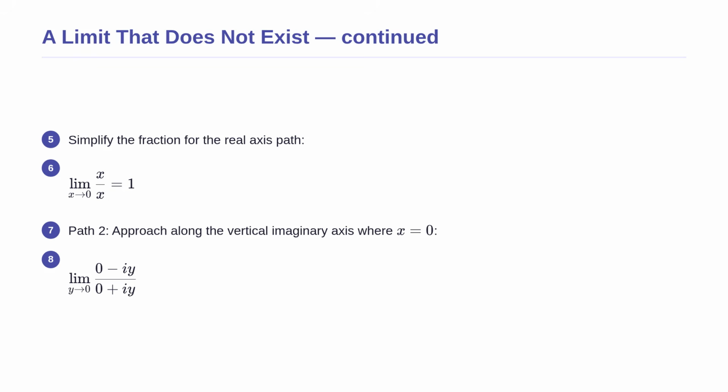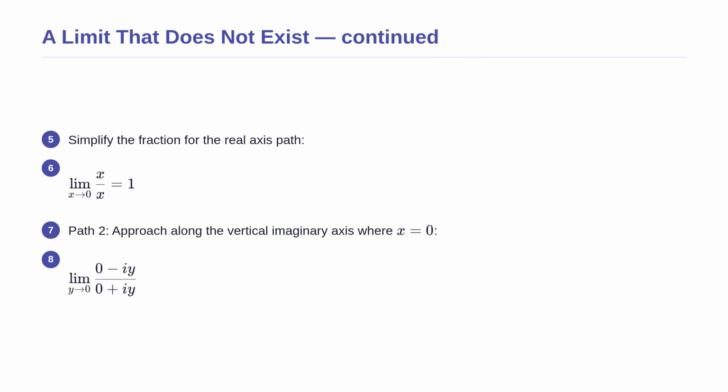Continuing with our first path along the real axis, by setting y to 0, the terms containing y disappear entirely. The fraction simplifies to x divided by x. As long as x is not exactly 0, any number divided by itself is exactly 1. Because we are taking a limit as x approaches 0, x never actually equals 0. So we can safely cancel the x terms to get a constant value of 1. So along the real axis, the destination is 1.